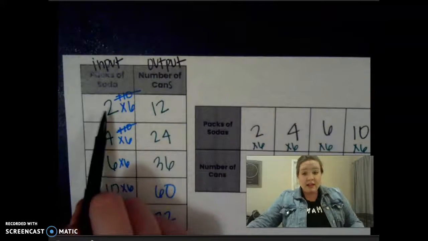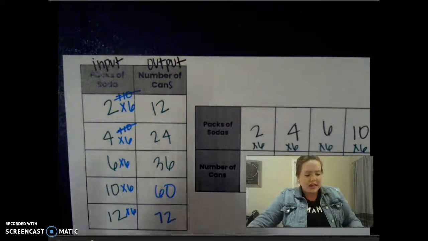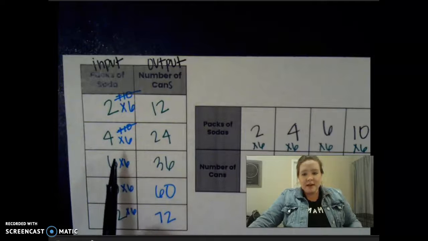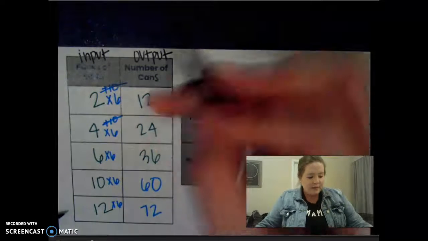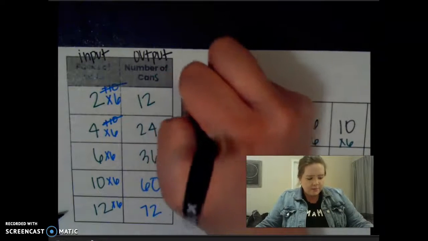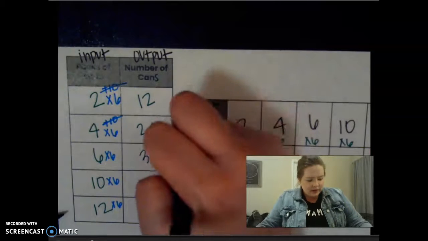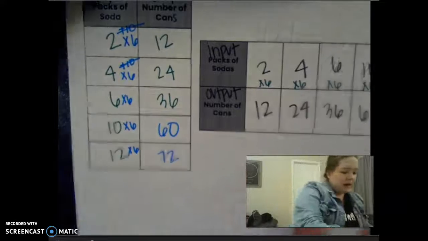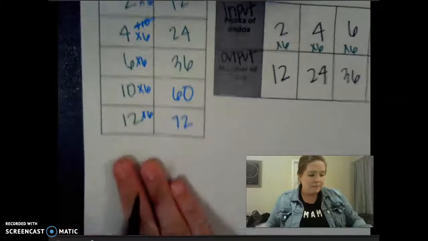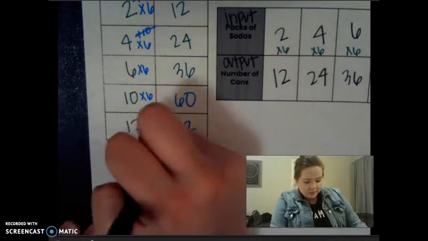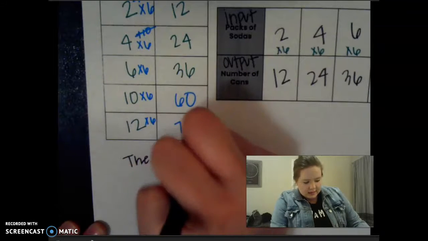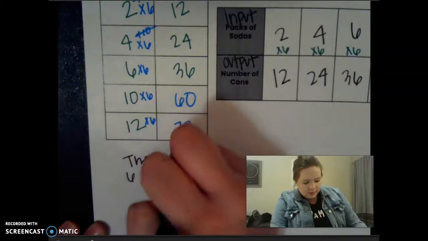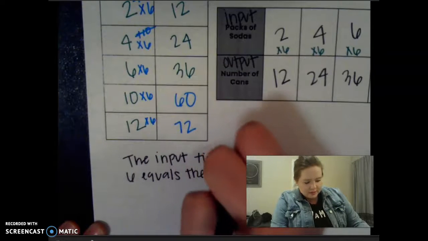Okay? You put in a little machine, you put in 2 packs of soda, and you get 12. You put in 4 packs of soda, and you get 24 cans. You put in 6 packs of soda, and out pops 36 cans, okay? So again, packs of soda is your input. Number of cans is your output. Okay? So the rule for this problem would read, the input times 6 equals the output. All right?